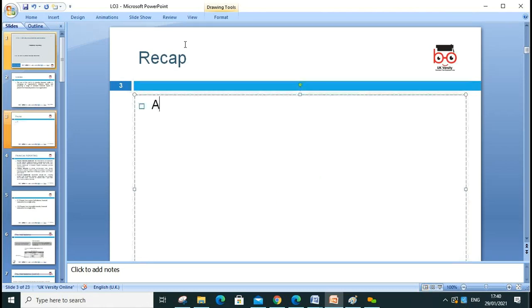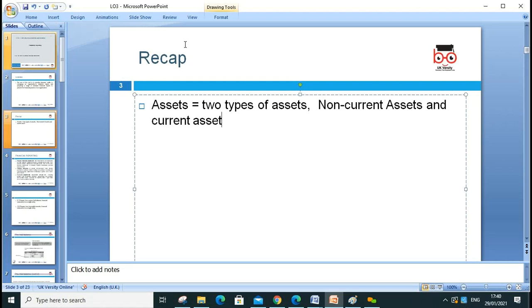We learned about assets. Excellent. We learned two types of assets. Yes, what were those, if you may remember? Non-current assets and current assets. Okay, yes, please. What else?